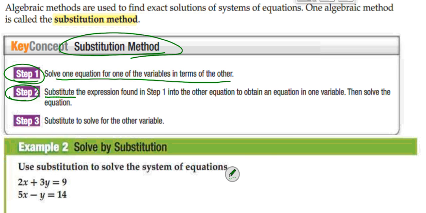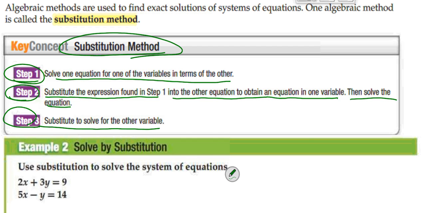Then we substitute that expression found in step 1 into the other equation to obtain an equation with one variable, and then we solve that equation, and then we substitute back in to solve for that variable. So make sure you know what those steps are. Write yourself a little note, because when we start right in on Monday, we'll expect everybody to kind of be able to do that.